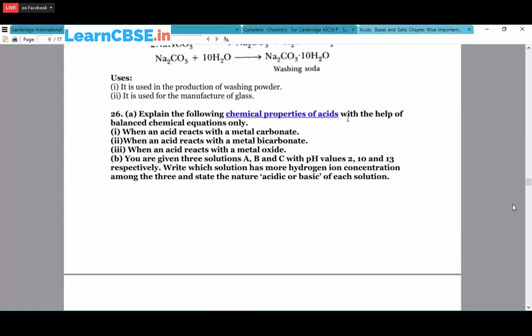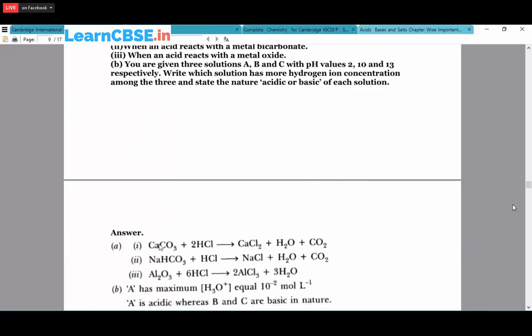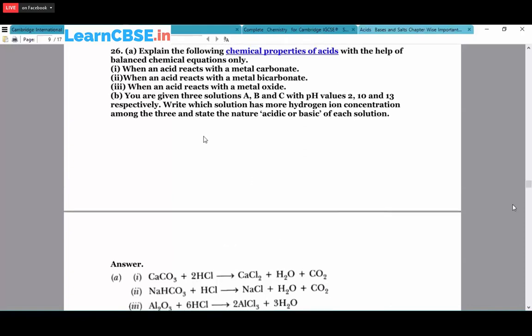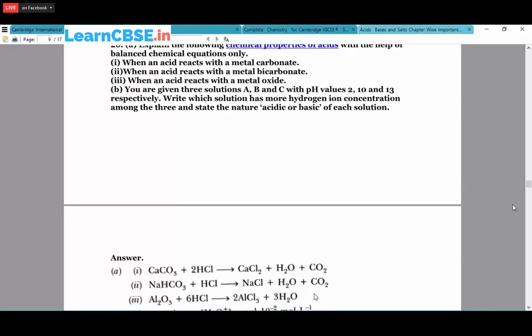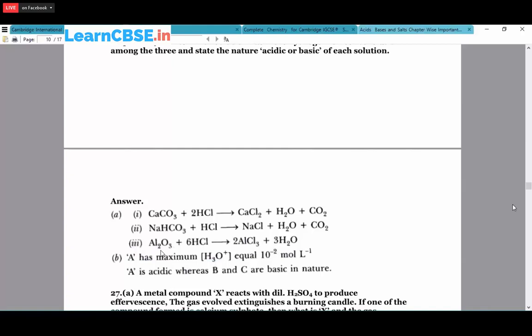Explain the following chemical properties of acids with the help of balanced chemical equations only. When an acid reacts with a metal carbonate. The metal carbonate is calcium carbonate. When it reacts with hydrochloric acid, it gives calcium chloride plus water plus CO2 gas. Then, when an acid reacts with a metal bicarbonate, bicarbonate is nothing but hydrogen carbonate. So NaHCO3 reacts with HCl, forms NaCl plus water plus CO2. When an acid reacts with a metal oxide, the acid is HCl, the metal oxide is Al2O3, which gives 2AlCl3 plus 3H2O.